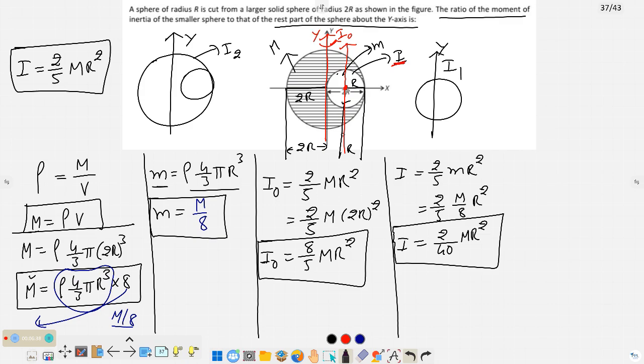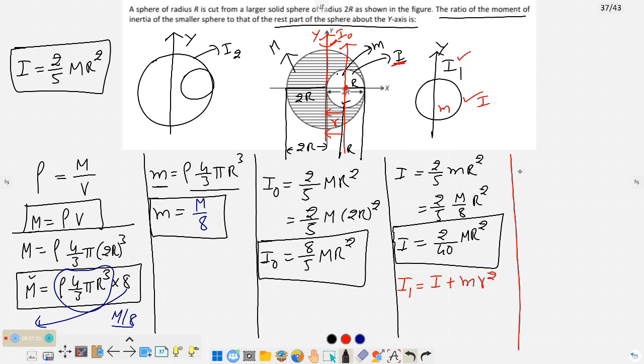That means if you see the red color axes, these two axes, the axis of this smaller sphere is exactly parallel to the actual axis of rotation, that is y, parallel. So you have to apply the parallel axis theorem to find the I1 value. So I am taking I1 is equal to, use the parallel axis theorem. What is the parallel axis theorem? The moment of inertia of the smaller sphere about its own axis, that is I, plus small m, because this mass is small m, into the square of the distance. What is the distance between these two parallel axes? That is small r, nothing but small r square.